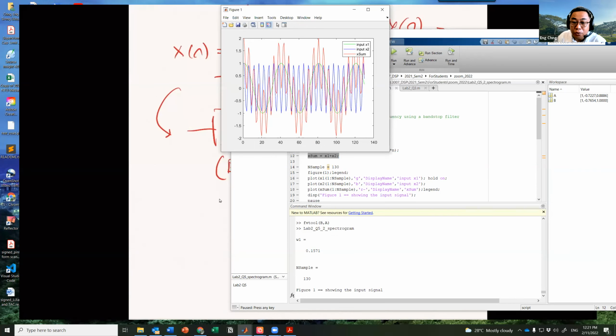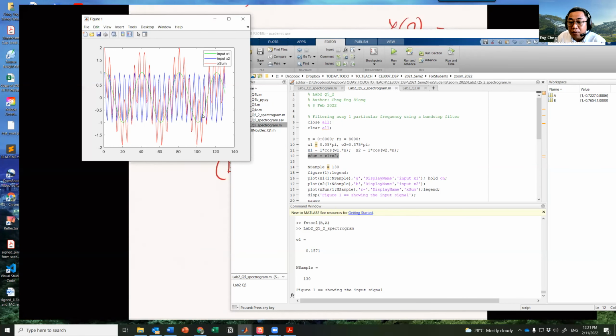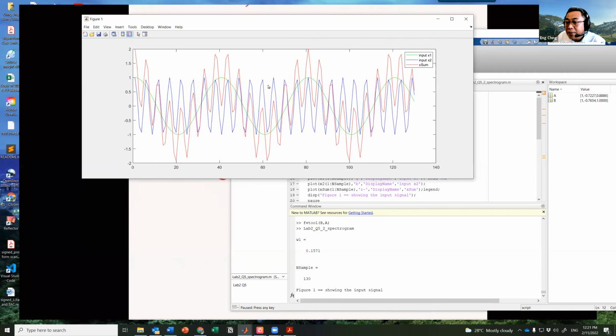So what am I showing you? The green guy is 0.05 radian per sample. The blue one is the 0.375 radian per sample. The red one is the sum of the two. So you see, the red one goes up, comes down, goes up, comes down, and it is the blue plus the green. Right.